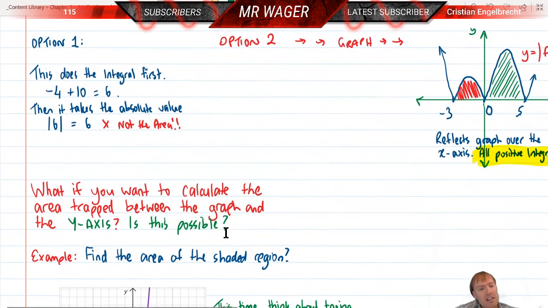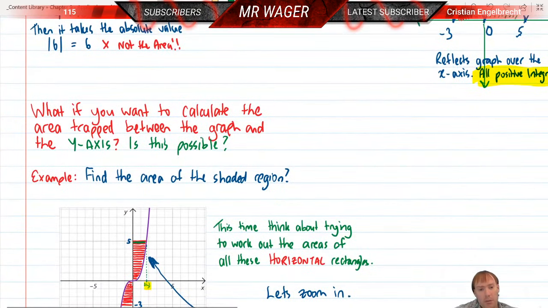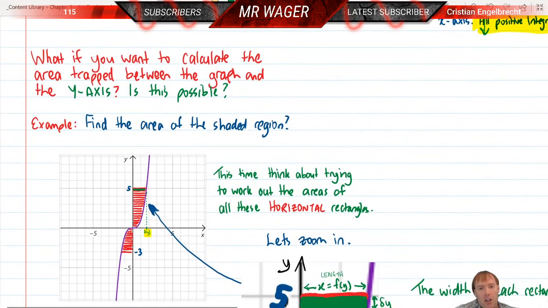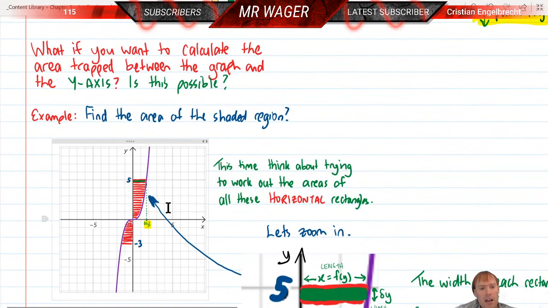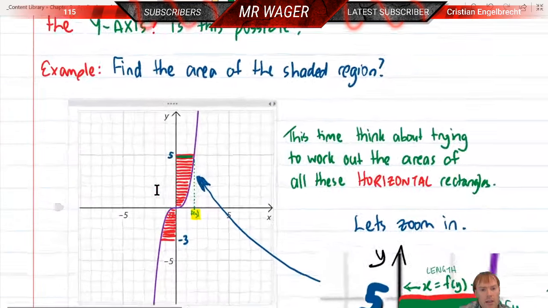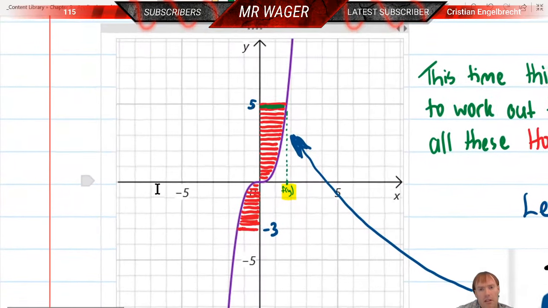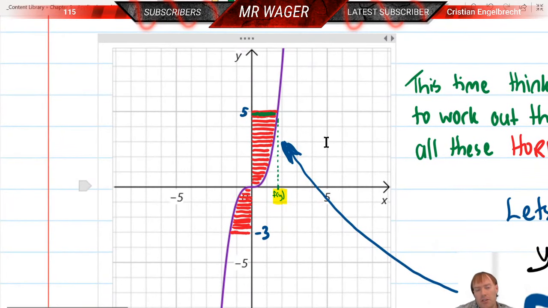So here is an example. This is one I've just made up as well. I've got a cubic graph here. So I've got a function y equals x cubed, I think it is. And I've plotted it here, and we want to work out the area trapped inside this region here. So I'm just going to zoom in so we can see a little bit clearer what we're going on about, and then I'll zoom in even further to see what's going on here.